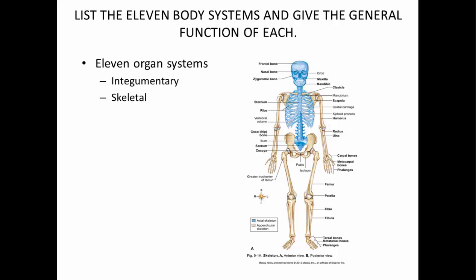The skeletal system forms the basic framework of the body. It consists primarily of bones, joints, and cartilage. The skeleton protects and supports the body organs and enables us to move around.